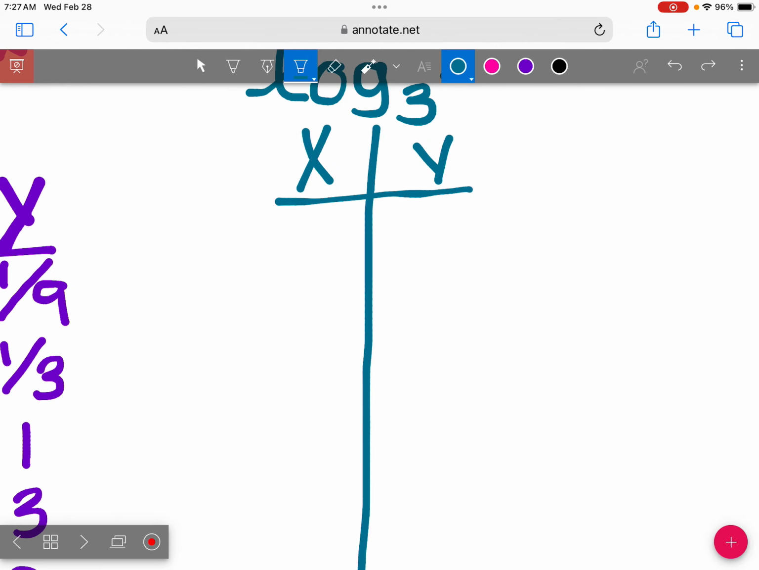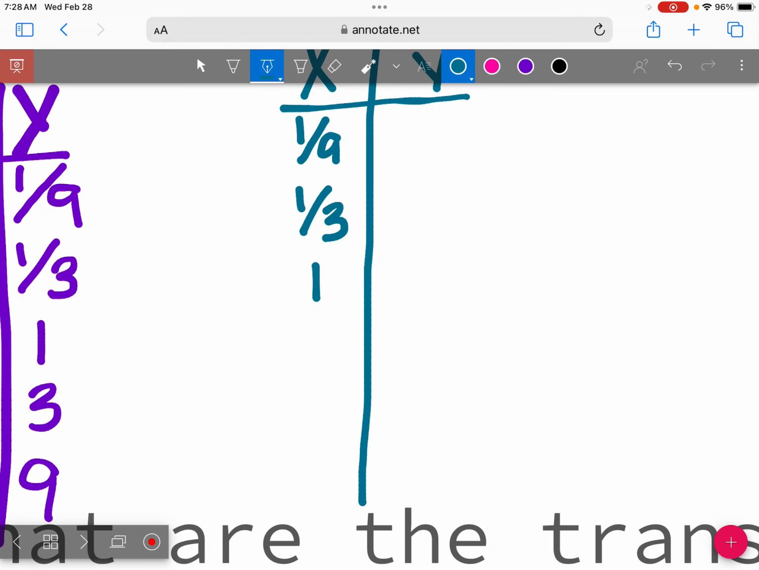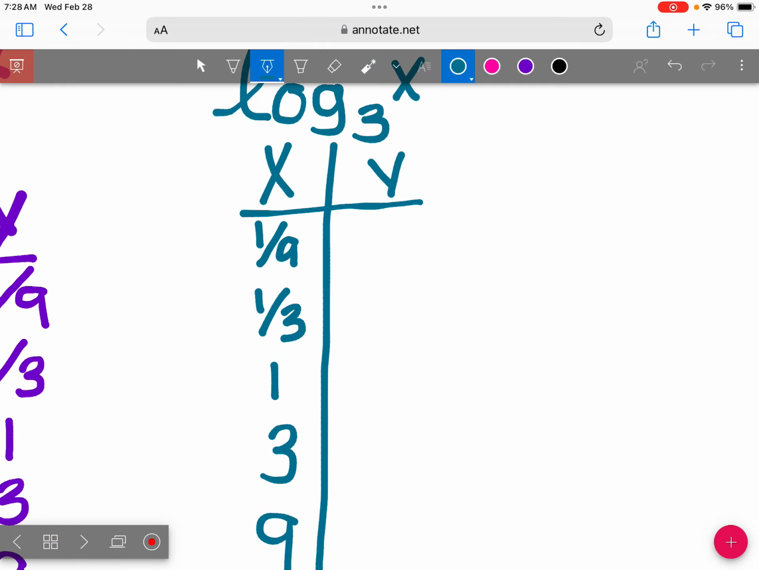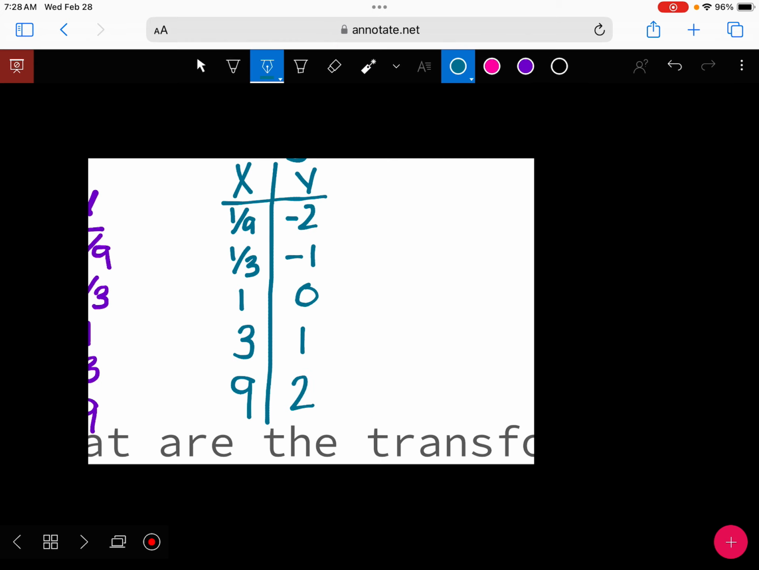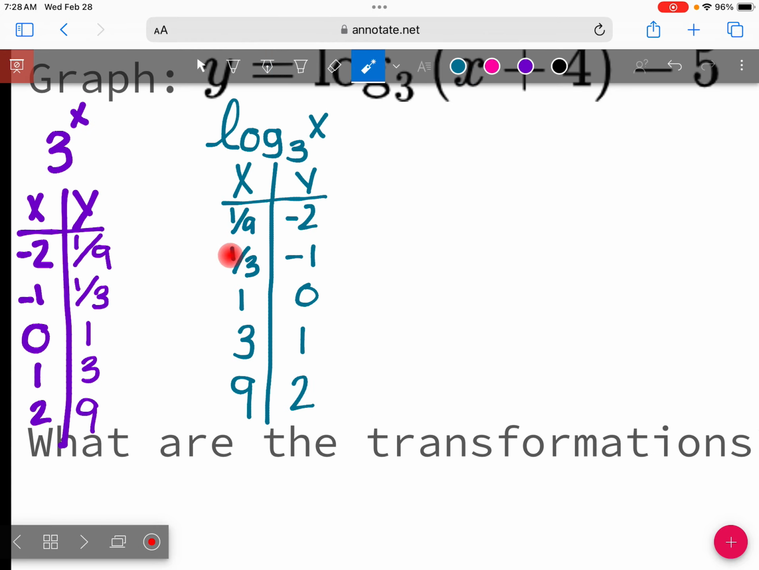So what was the y becomes the x. So my x's are 1/9, 1/3, 1, 3, and 9. And my y's are the -2, -1, 0, 1, and 2. If you can fill this table in without doing the exponential, that is totally fine. But it's not always easy to do that.